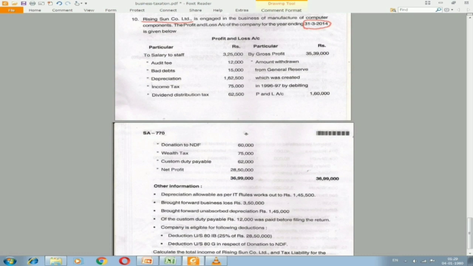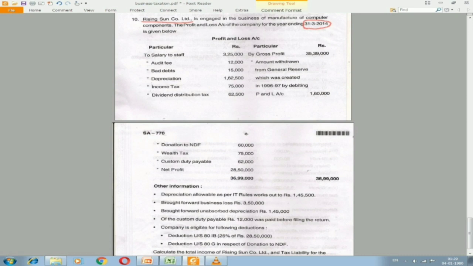If not, also we are supposed to take the 80G deduction because it is mentioned in the profit and loss account table. While taking that deduction under section 80G, as this is related to NDF, that is National Defence Fund, it will not come under those 8 donations which I have explained for you. If this donation is not under those 8 categories, then you can easily say this donation is applicable at 100%. We are supposed to take 100% of whatever donation they have contributed. And they have asked to calculate the total income of the company and tax liability for the assessment year 2014-15.